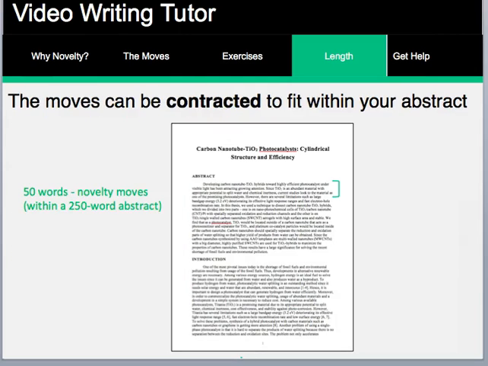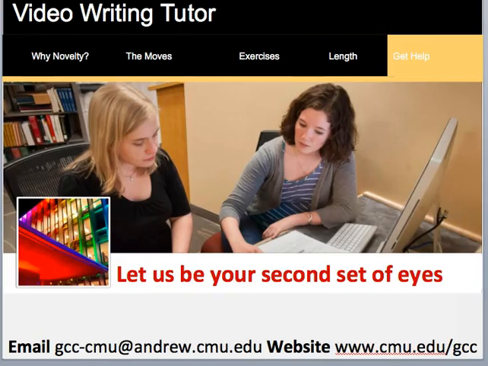The last thing here is that these moves can also be contracted to fit within your abstract. So we can take all 4 of these moves and squish them into just 50 words to fit within a 250-word abstract. So this was a very brief overview of these novelty moves.